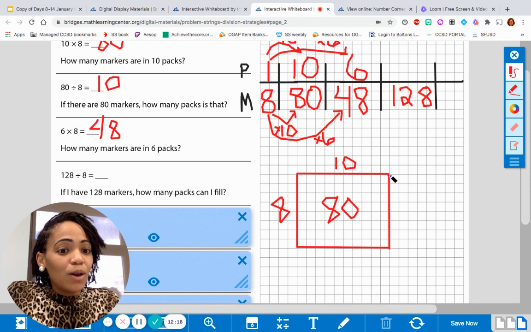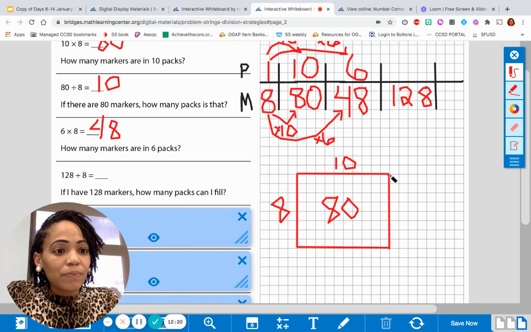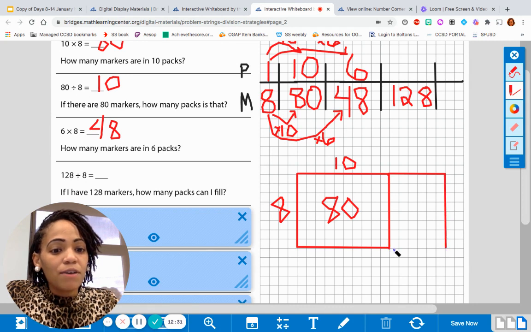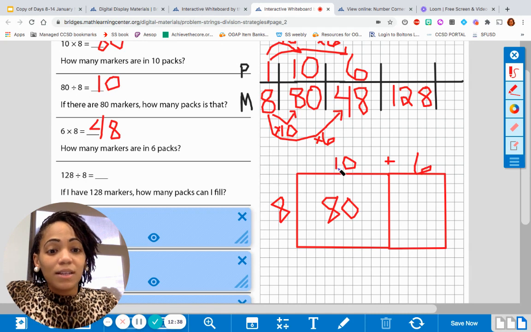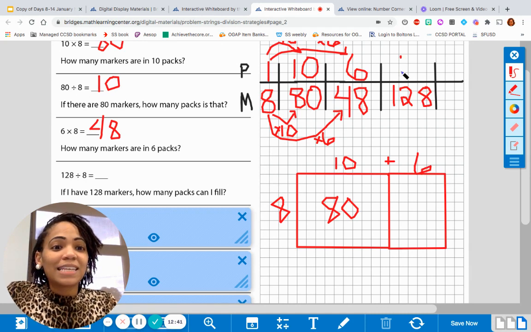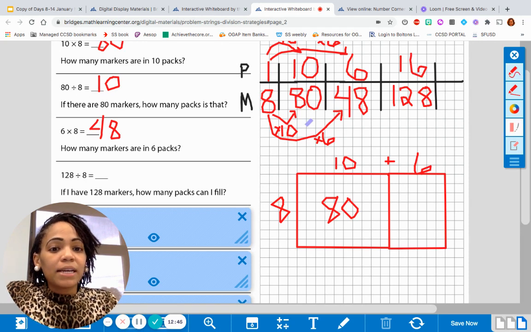Oh my gosh, look what I see right here. I already know what times 8 equals 48, which is 6. So I can add 6 to this. And that's 48, which gives me a total of 128. Right. So then what's the answer? What's my other dimension? 10 plus 6, which is 16.